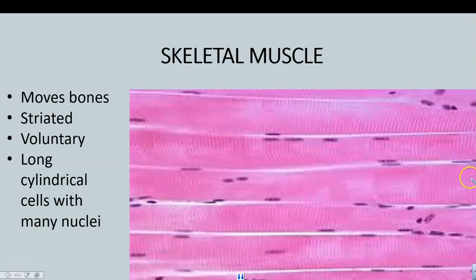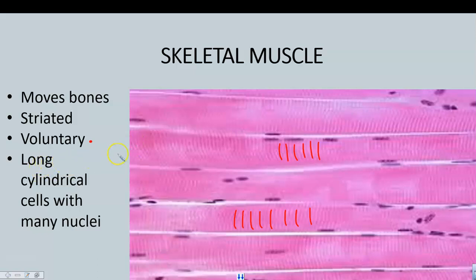help pull on bones to help us move those bones, and they are always striated. When we look at it on the microscope, and I don't know if you can tell on the video, but you'll be able to see it in lab, it's got these little striations going on, and when we get to chapter 10 we'll talk about what's causing those striated bands. It's also voluntary. Voluntary means that you actually have control of that. For example, if you are asked to volunteer, you have control whether or not you're going to raise your hand or not. That's a skeletal muscle.